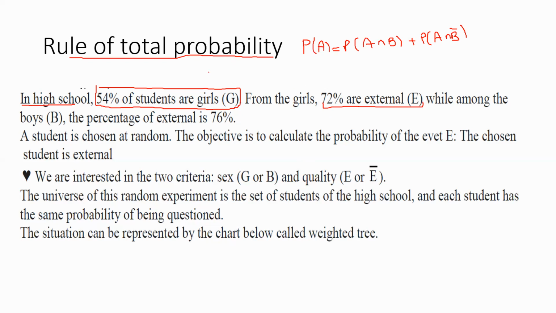Whenever we have percentages, we have to make a tree. Don't draw the tree, you will check it on the second page. 54% of students are girls. From the girls, 72% are external.